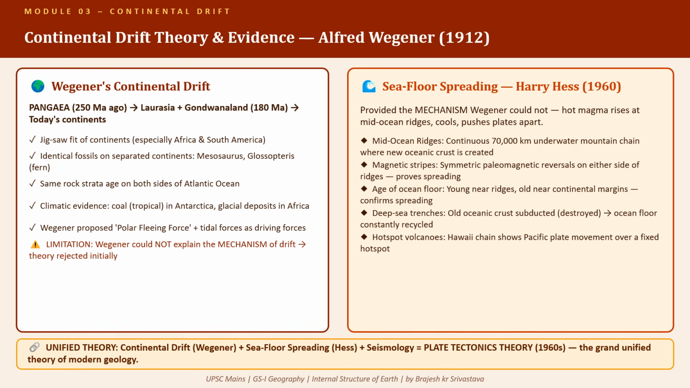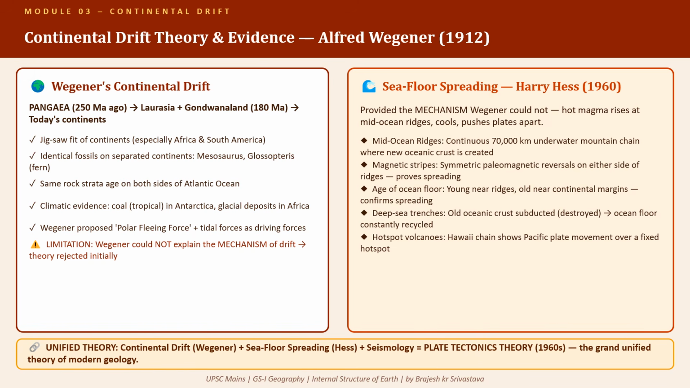He proposed that all the continents were once joined in a single supercontinent he called Pangaea, meaning "all earth" in Greek. Pangaea existed about 250 million years ago, then broke apart into Laurasia in the north and Gondwanaland in the south about 180 million years ago, and gradually drifted to their present positions.